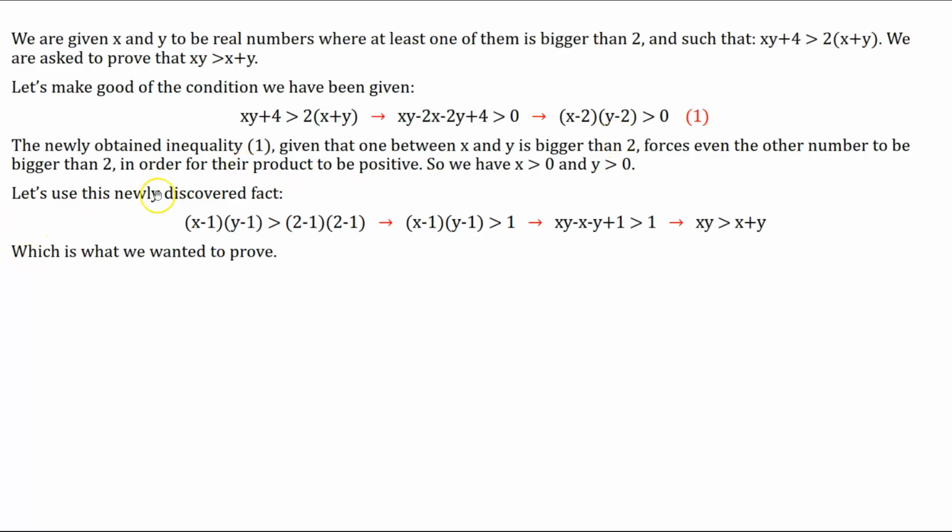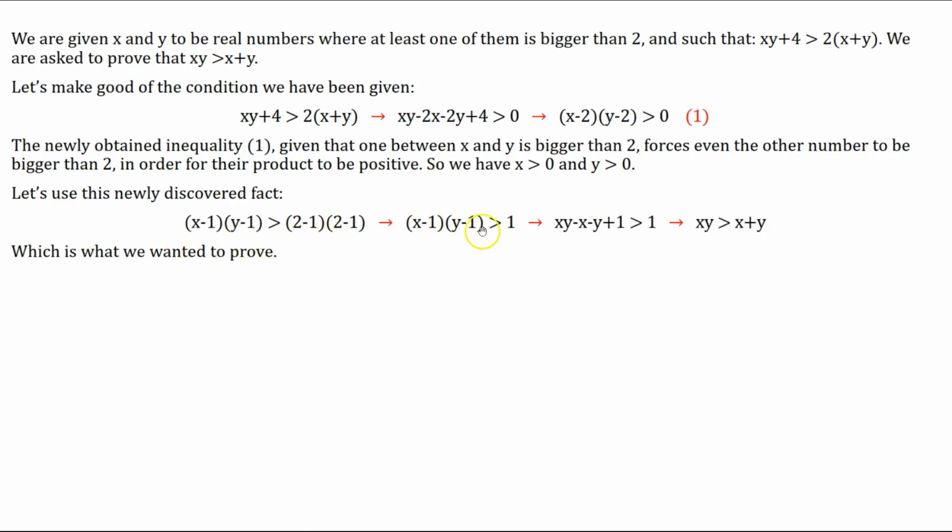Now, with this newly discovered fact, we can say that (x minus 1) times (y minus 1) is greater than (2 minus 1) times (2 minus 1), because we just proved that both x and y are real numbers greater than 2.